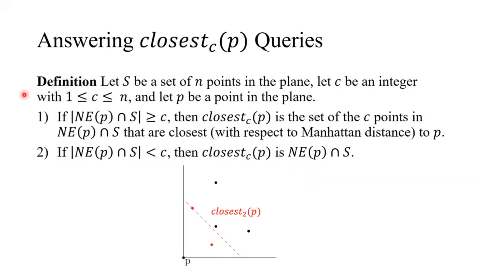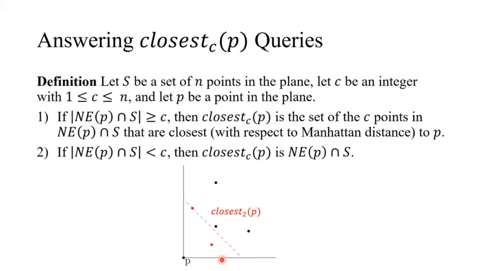So let S be a set of points in the plane, and let C be an integer between 1 and n, and let P be any point in the plane. If the cardinality of the set, the northeast quadrant of P intersected with S, is greater than or equal to C, then closest C of P is the set of the C points in that intersection that are closest with respect to the Manhattan distance to P. And if this set has less than C points, then closest C of P is just the set itself.